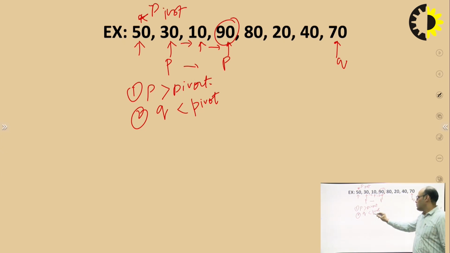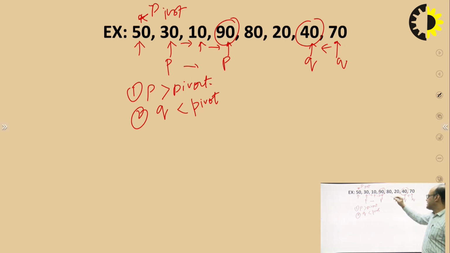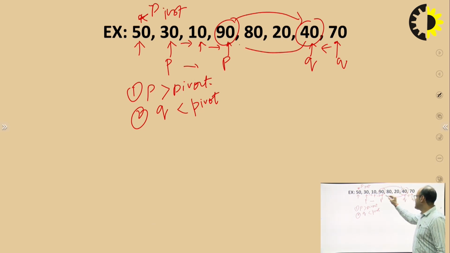And P will reach 90, and Q will be checked for a smaller value. I will check: is 70 less than 50? No. Then I will decrement it. Is 40 less than 50? Yes. So Q will reach here. If such a condition exists, then we will exchange these elements and the list will be updated like this.